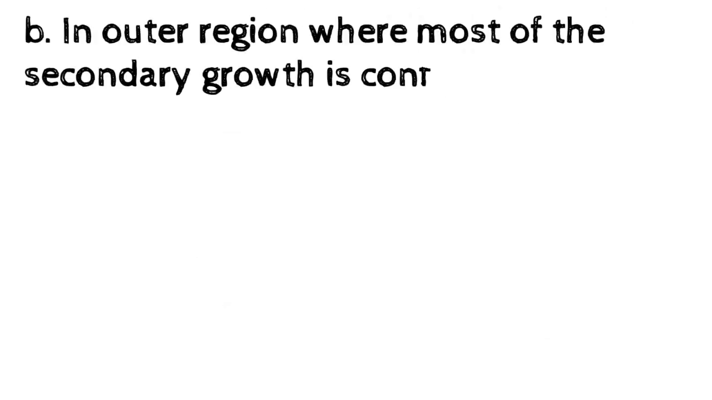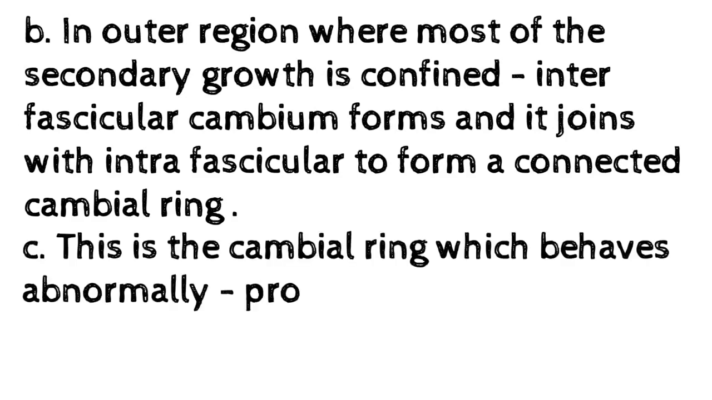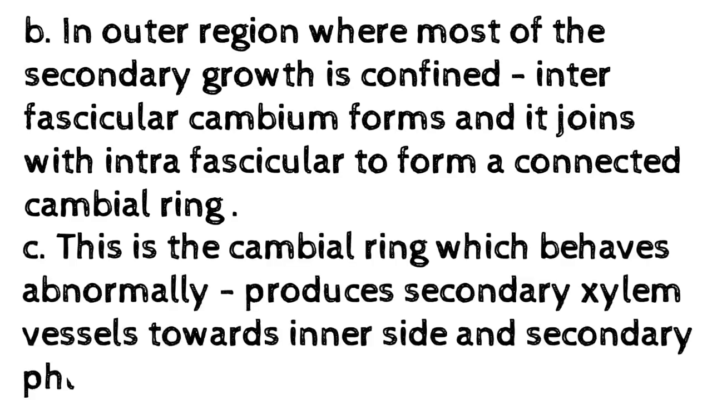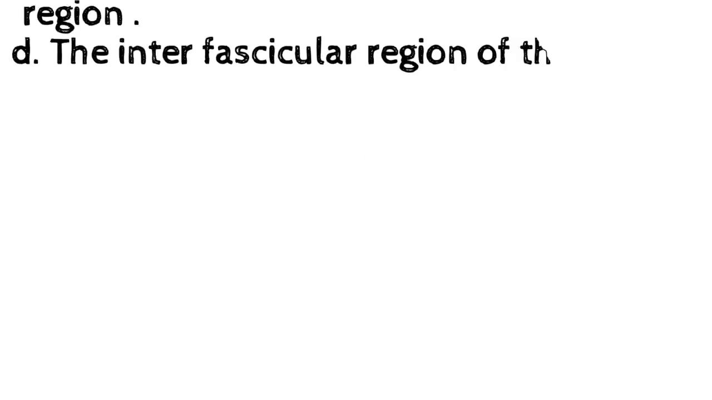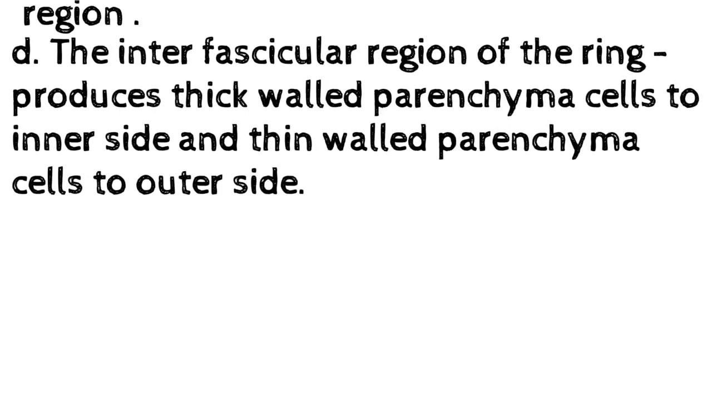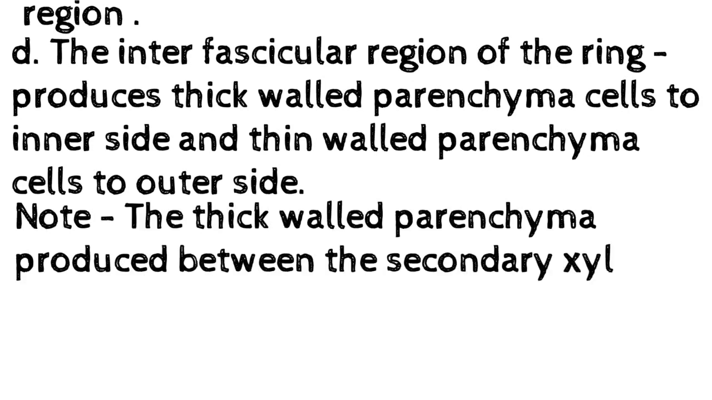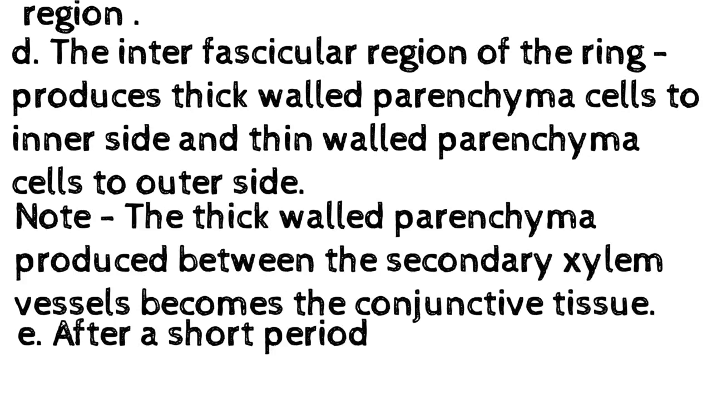B. In the outer region, where most of the secondary growth is confined, interfascicular cambium forms and joins with intrafascicular cambium to form a connected cambial ring. C. This cambial ring behaves abnormally, producing secondary xylem vessels towards the inner side and secondary phloem to the outside in the fascicular region. D. The interfascicular region of the ring produces thick-walled parenchyma cells to the inner side and thin-walled parenchyma cells to the outer side. Note: the thick-walled parenchyma produced between the secondary xylem vessels becomes the conjunctive tissue.